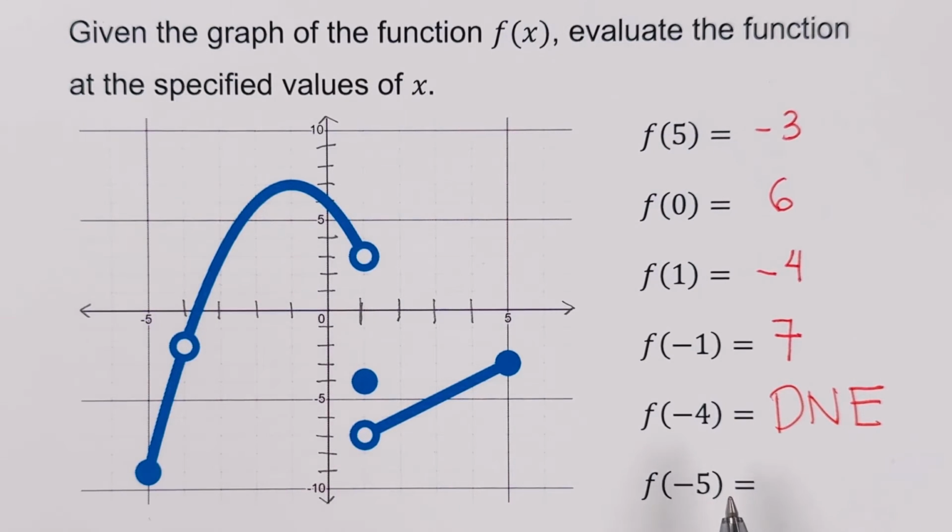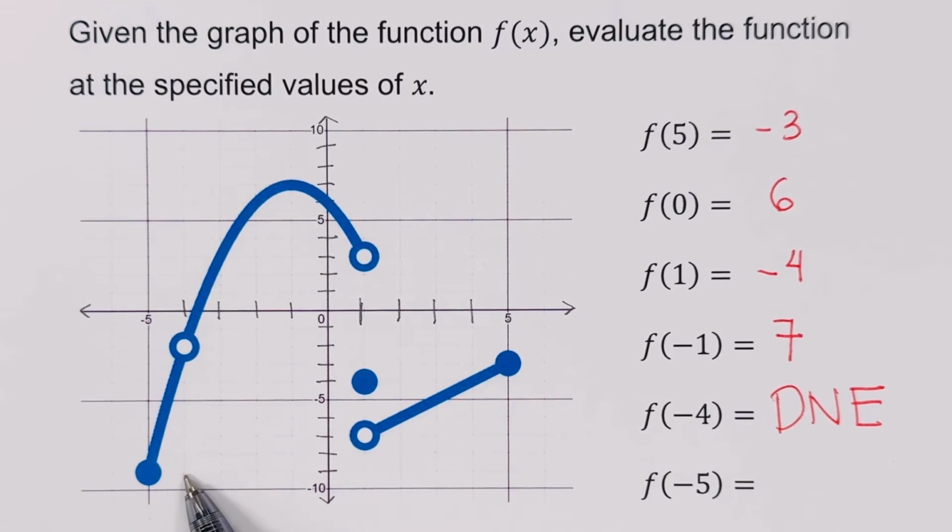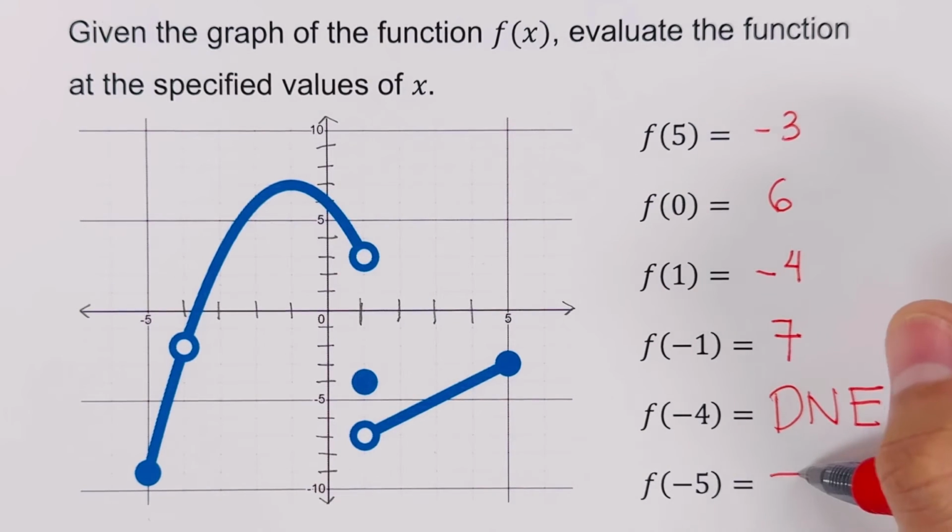For f of -5, we go to -5 all the way down here. What is the value of y on the graph? And that value is -9.